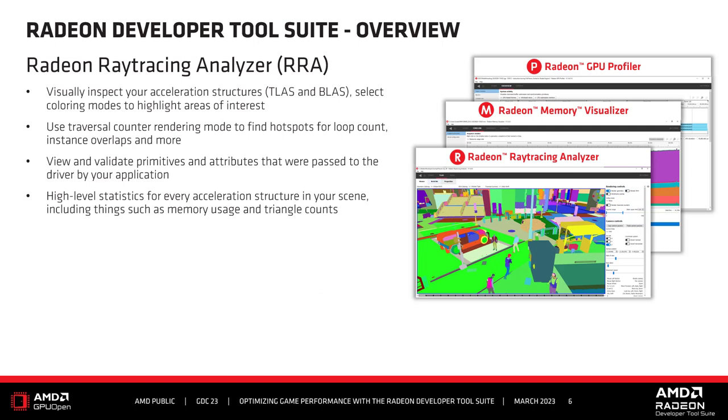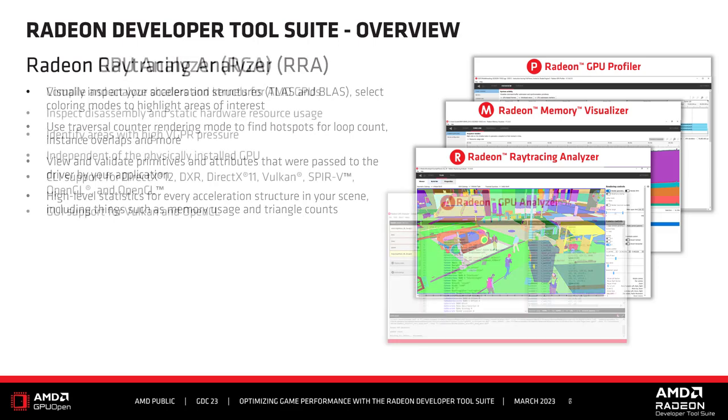The newest member of the suite, released in July 2022, is the Radeon Raytracing Analyzer, or RRA for short, which gives you a high-level view of the acceleration structures used in your application. It makes use of traversal counter heat maps that display how rays interact with your scene, revealing hotspots for loop count, instance hit, box volume hits and misses, and triangle hits and misses.